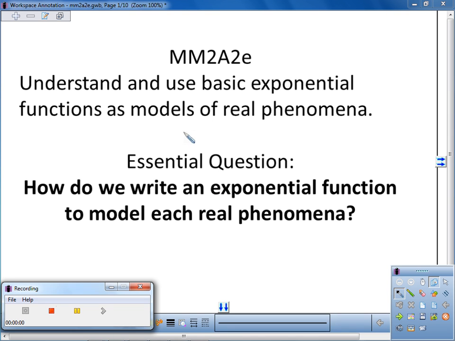Here we're going to be looking at exponential functions basically in real-world settings. Okay, and so what we're going to do is we're going to say, how do we write an exponential function to model maybe a real-world phenomena? Okay, because we use functions to model this so that we can predict future outcomes and things like that.